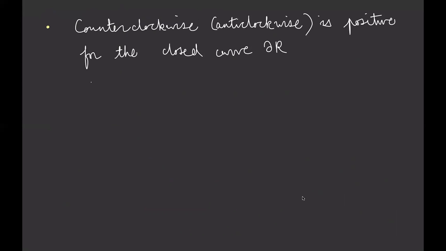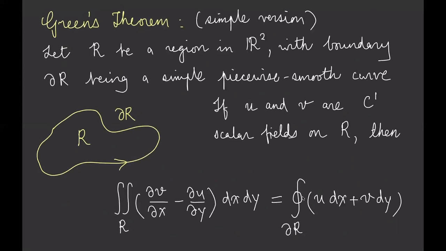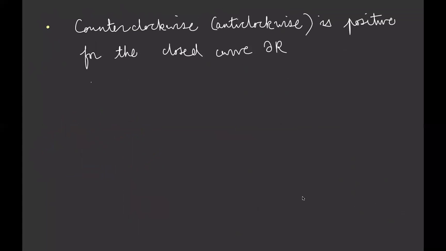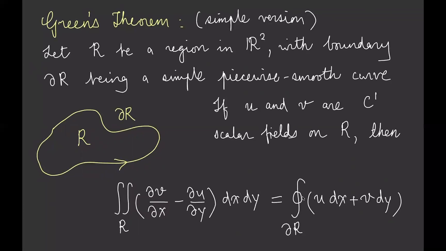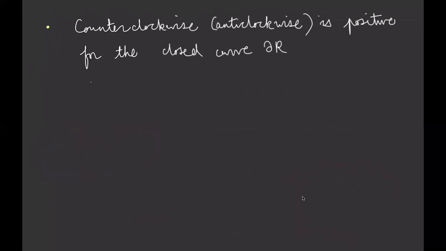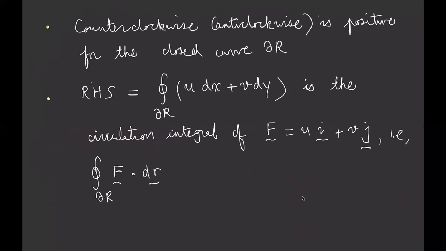Counterclockwise, or anticlockwise, is positive for the closed curve. In this convention, we have to go anticlockwise, because that's the positive way in mathematics. You might think of polar coordinates, for example. From the positive x-axis, you go anticlockwise. Anticlockwise is always the positive for the closed curve. The reason that's important is that when you're doing a line integral, the direction you go matters. If you go in the opposite direction, you get the negative of what you had before.